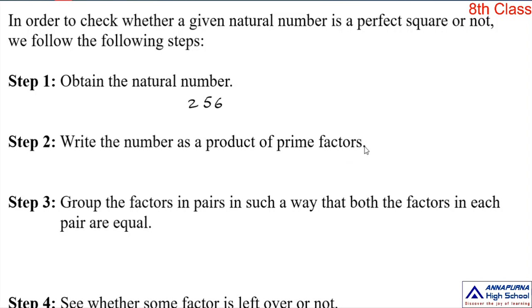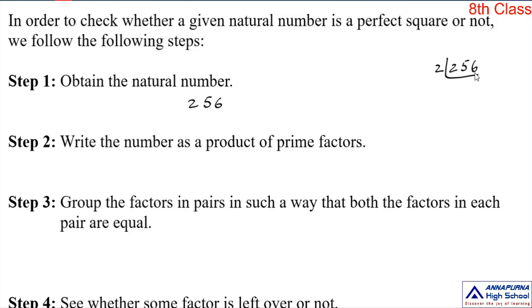Step 2, write the natural number as a product of prime factors. We know prime factorization: you can express any composite number as a product of prime factors. Now we express this 256 as a product of its prime factors. That means simply find out the prime factorization of the given natural number.